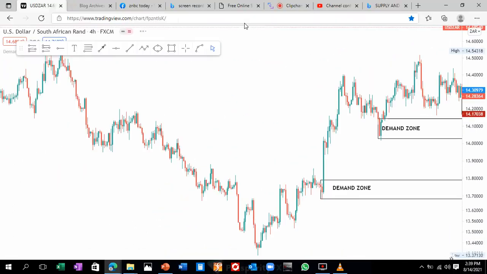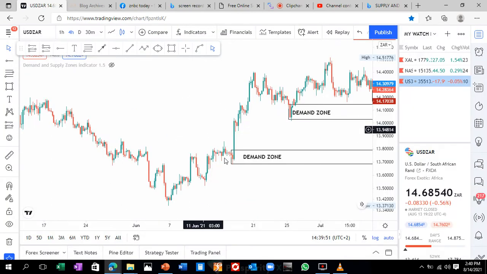Let's try and look for another one. For the other one, let's look at AUD USD. Let's see what's happening.